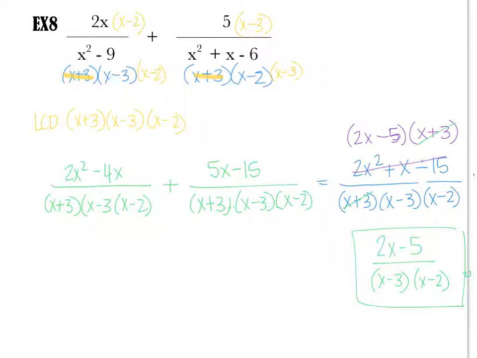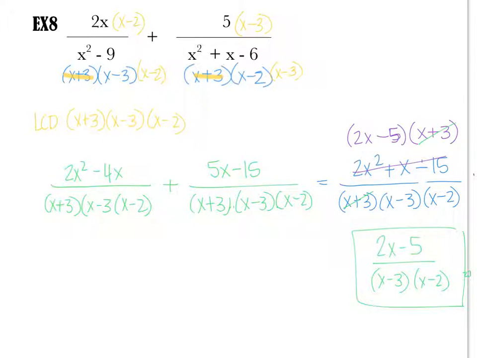So when I look at this, it's missing the x minus 2, so x minus 2, x minus 2. This one's missing the x minus 3, so x minus 3, x minus 3. And then I simplified my numerators. So 2x times x became 2x squared. 2x times negative 4 became negative 4x. And then I distributed that 5. And because this is a plus sign, I went ahead and just kept it positive. So 5x minus 15. And then because they have that common denominator, I can now combine like terms.